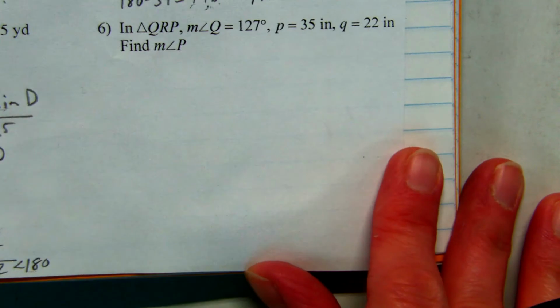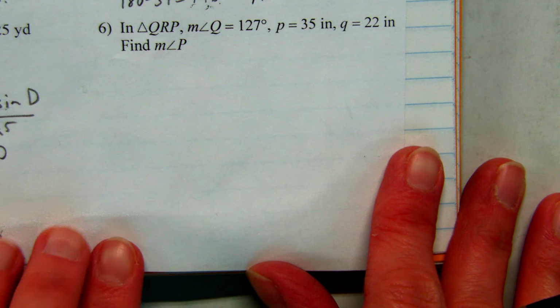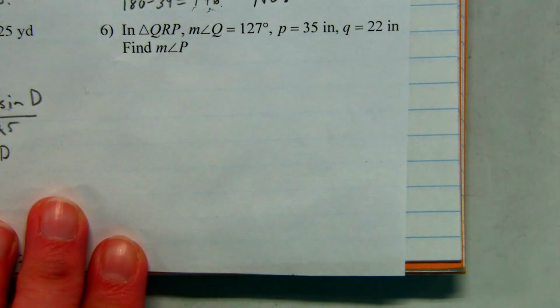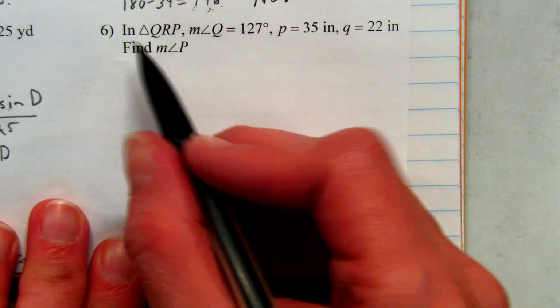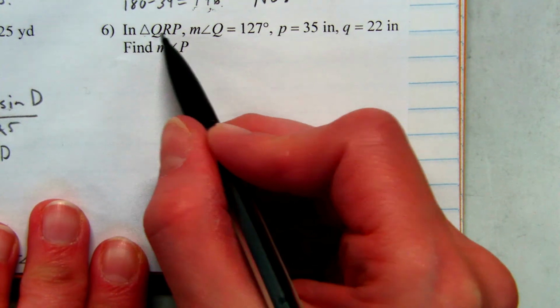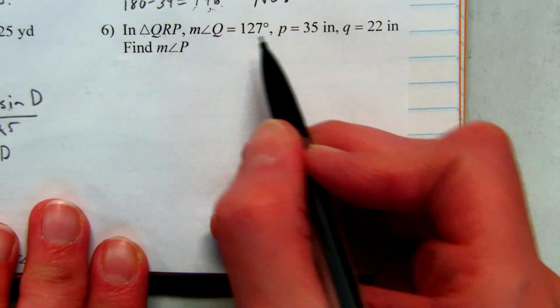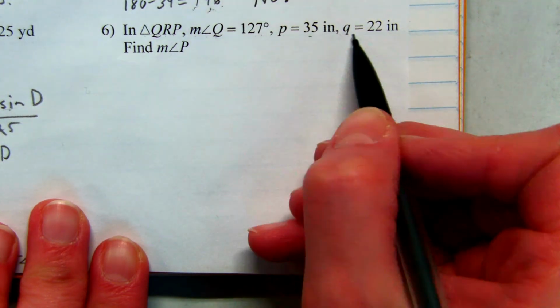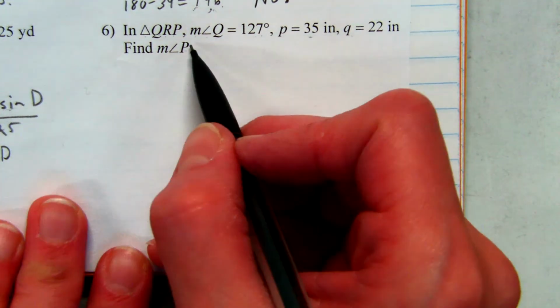Okay, so we have one more, and we'll go ahead and set this up. There was something that I thought was going to happen on these that didn't, and I meant to change one of them, but oh well. It says in triangle QRP, the measure of angle Q is 127 degrees. P is 35 inches, Q is 22 inches. Find the measure of angle P.